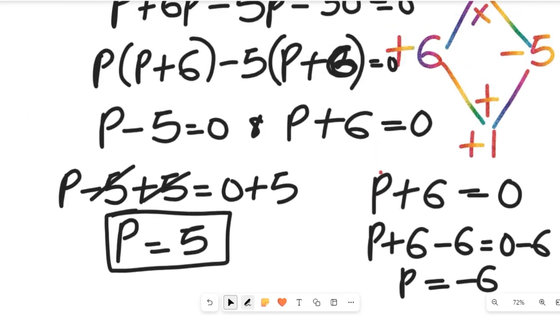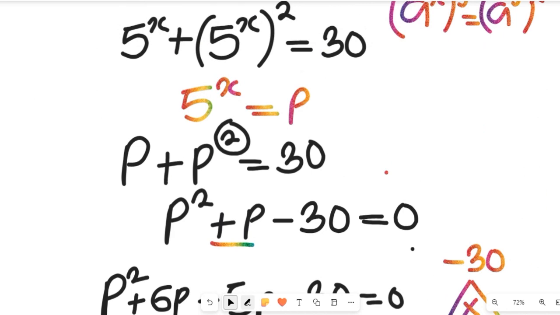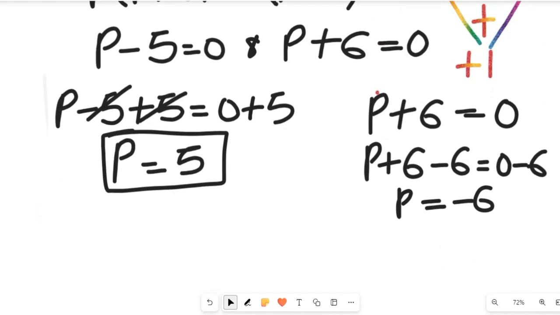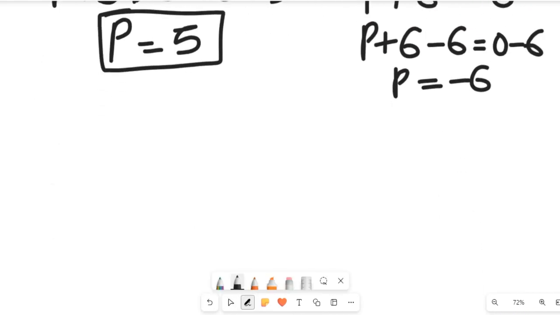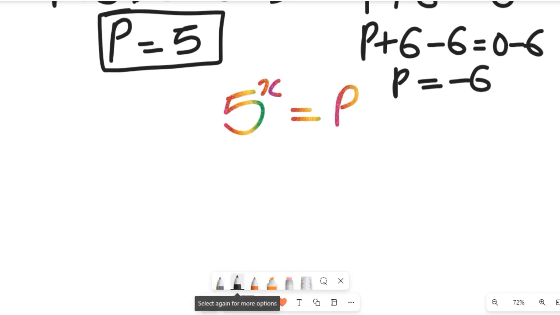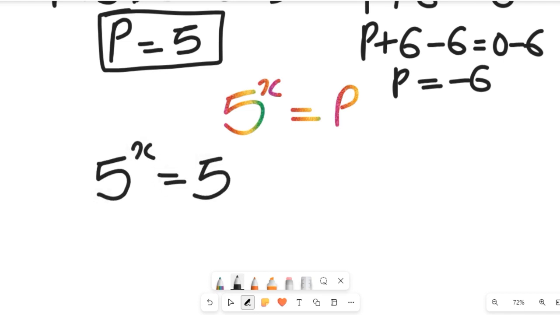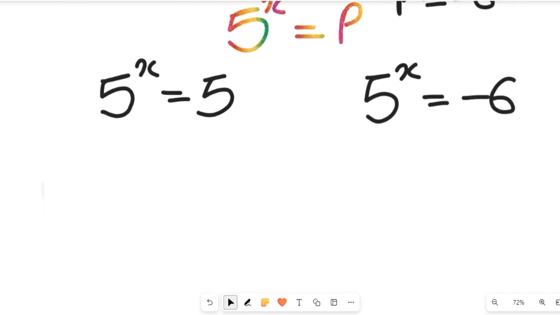Now recall that from the initial equation, we said 5 to the power of x is equal to p. So this will now give us, since our p is 5, on this side we'll have 5 to the power of x equal to 5, and on this side we're going to have 5 to the power of x equal to negative 6. Great. So let's simplify these two parts.